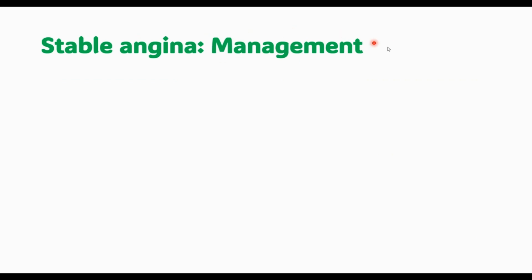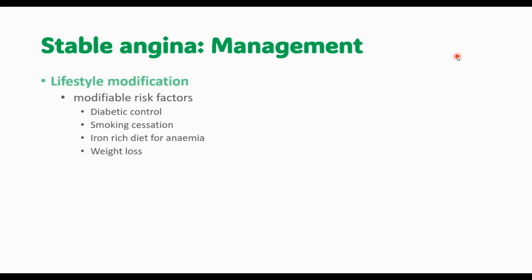Okay, so we're going to talk about the management of stable angina now. So the first thing you should always think about in management is lifestyle modification, and we can look at these modifiable risk factors. For example, if the patient has diabetes, we can optimize their glycemic control. We can refer them for services that can help them to stop smoking.